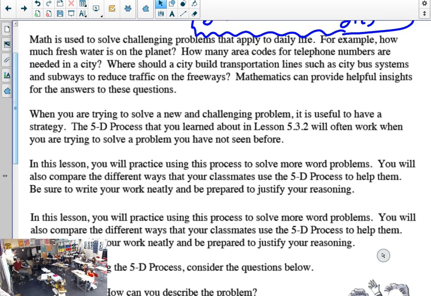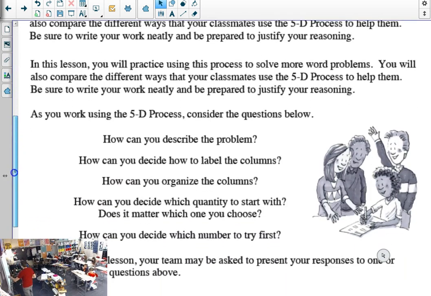So where should a city build transportation lines? That's something that Columbus is currently thinking about. If we install a Hyperloop, there's a lot of math that goes into that. Subways, freeways, all different types of traffic. So mathematics can provide helpful insights for these, and the 5D process is how we get there. So I'm going to skip past a lot of that reading then.